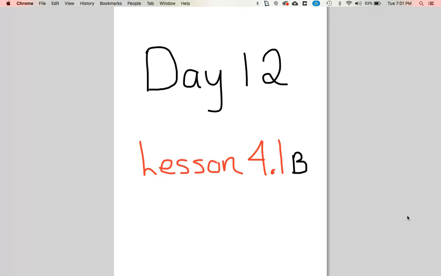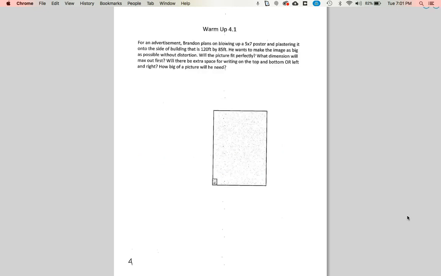All right, as we start day 12 here, lesson 4.1b. So this is just a little extension of these middle school and these Algebra 1 ideas for proportions. Just like we did in 4.1, we're just going to deal with a little bit more, some word problems or some other scenarios that might not just be straight in our face algebraic like we saw in the homework for 4.1. We're actually going to start with a warm-up.